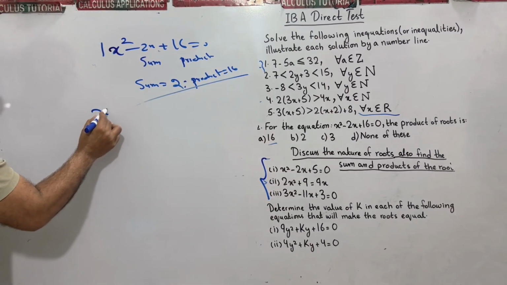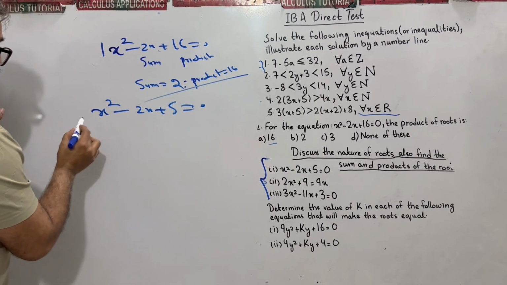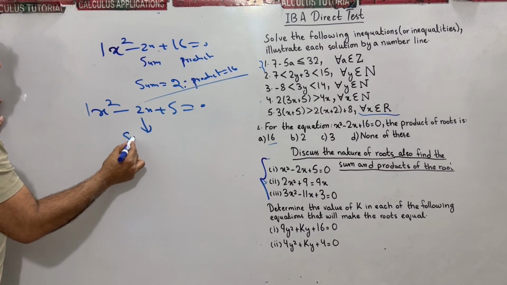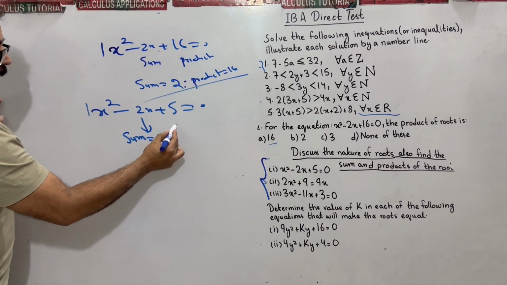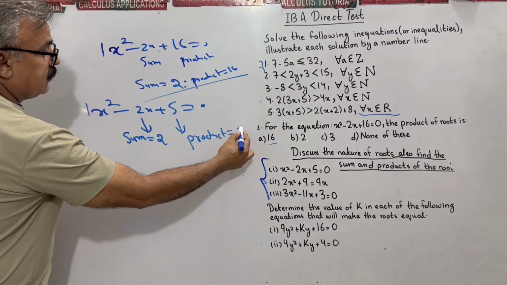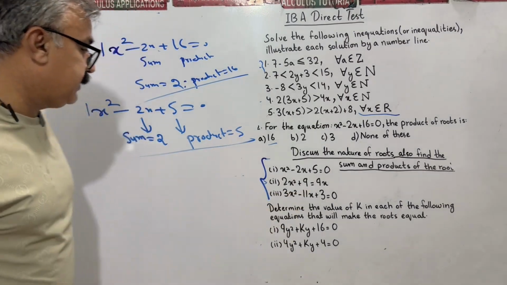Here is x square minus 2x plus 5 is equal to 0. Look at this. The coefficient of x square is 1, so this 2 is our sum. The sum of the roots is 2. And this is our product. The product of the roots is 5. That's our answer.